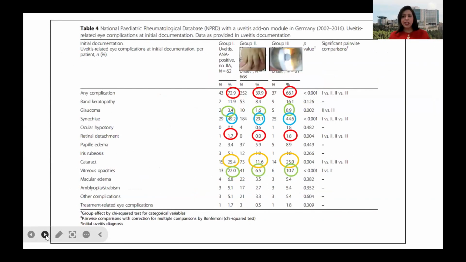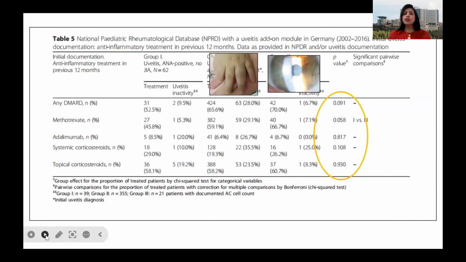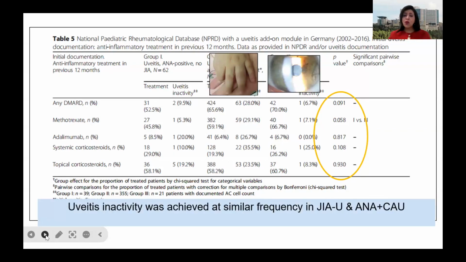With regard to the complication rate, it was much higher in the patients who had uveitis only or uveitis first. And you see all the different complications were higher: glaucoma, synechiae, cataract, band keratopathy, and retinal detachment. However, with regard to the treatment, there was no statistically significant difference, and patients were treated in a pretty similar manner, with regard to the use of DMARDs, methotrexate, adalimumab, and systemic and topical corticosteroids. Uveitis inactivity was also achieved at similar frequency in these patients.